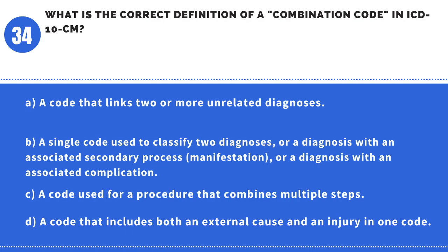Question 34. What is the correct definition of a combination code in ICD-10-CM? A. A code that links two or more unrelated diagnoses. B. A single code used to classify two diagnoses, or a diagnosis with an associated secondary process, manifestation, or a diagnosis with an associated complication. C. A code used for a procedure that combines multiple steps. D. A code that includes both an external cause and an injury in one code.